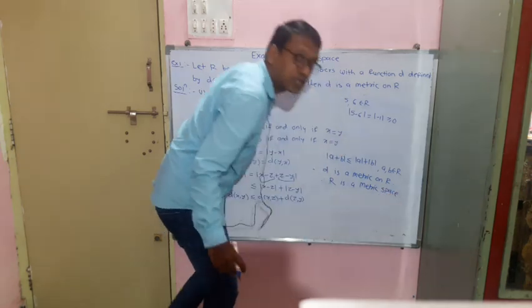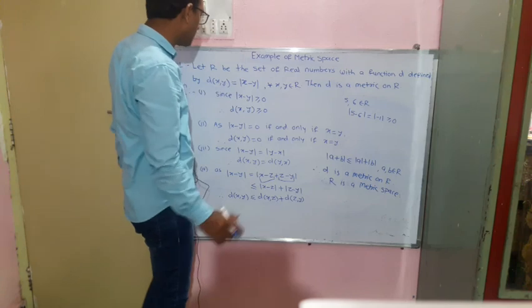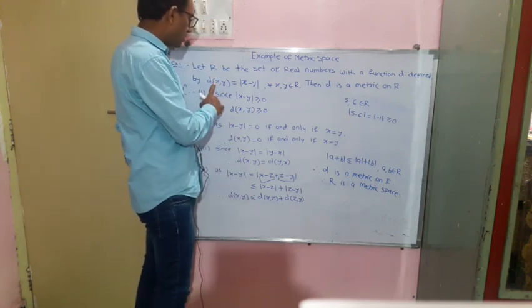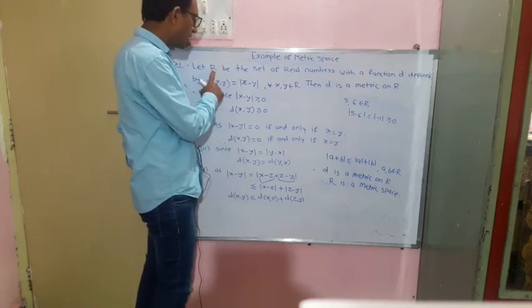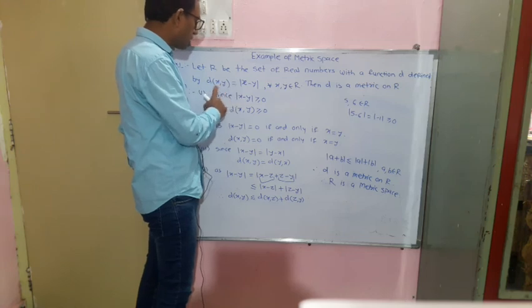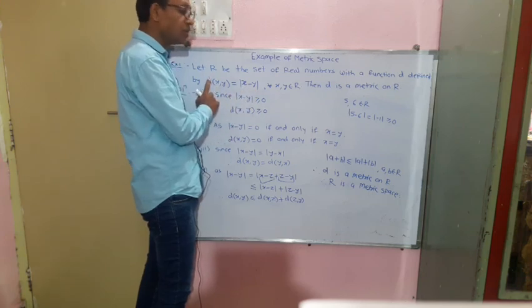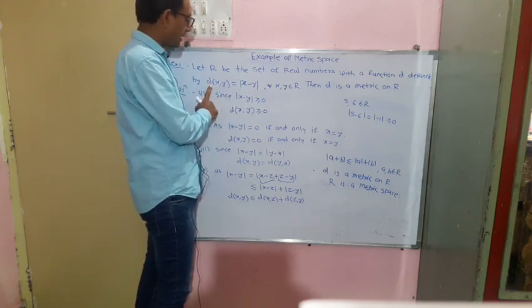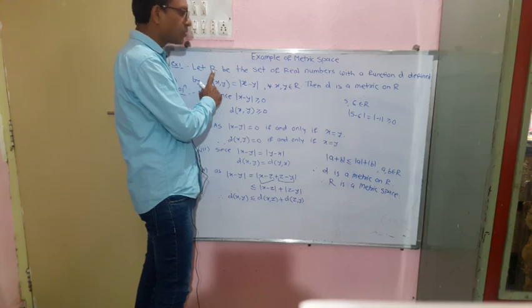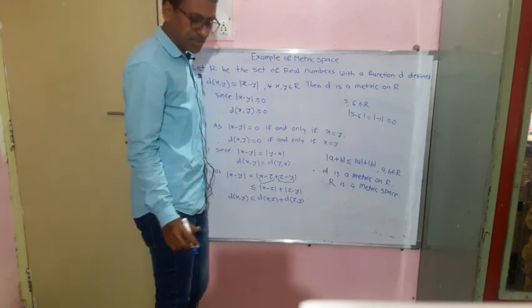Now one important thing I want to mention here. On the set of real numbers, this metric, defined in this way as mod of x minus y, is said to be the usual metric, and R is said to be the usual metric space.